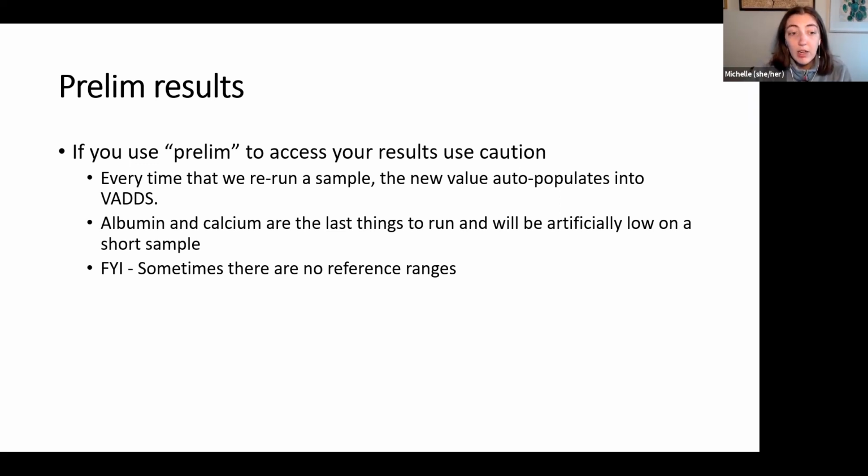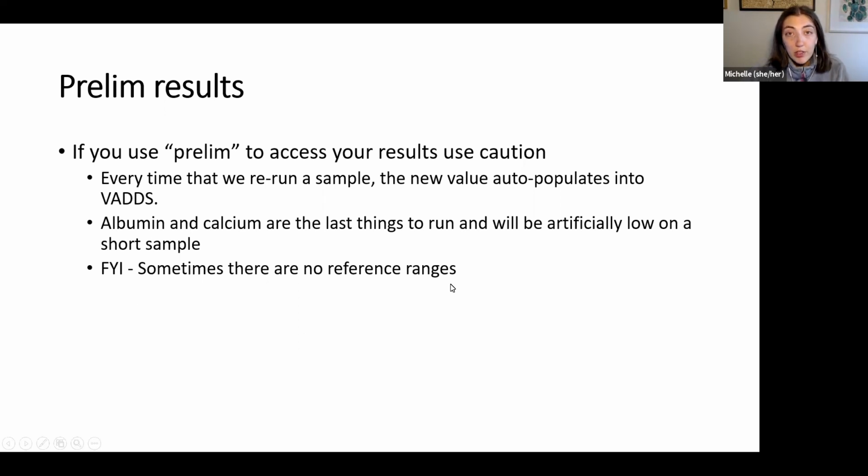Also the albumin and calcium are the last things to run. So they'll be artificially low if there's a short sample, and those numbers will populate in briefly until we have a chance to go in and delete them. But if you're checking prelim results and you see that, don't act on any prelim results until you talk to us, because they may not be accurate for a number of reasons.